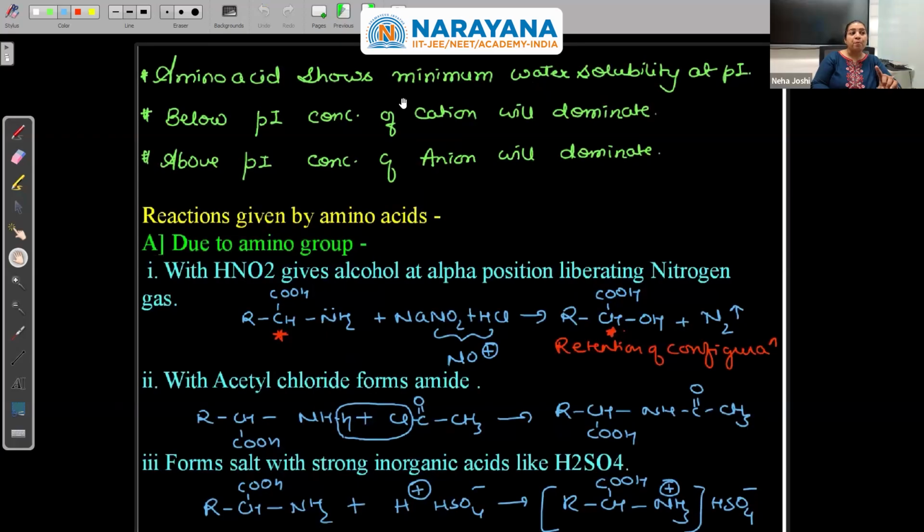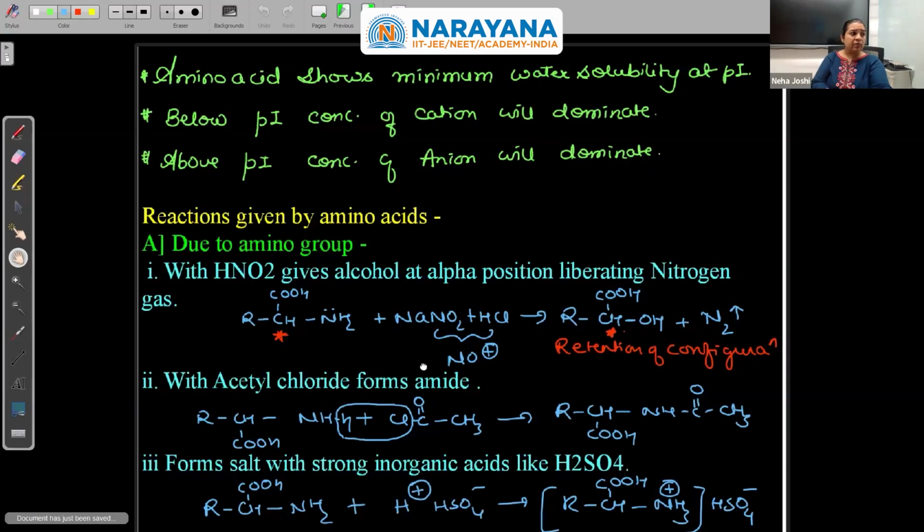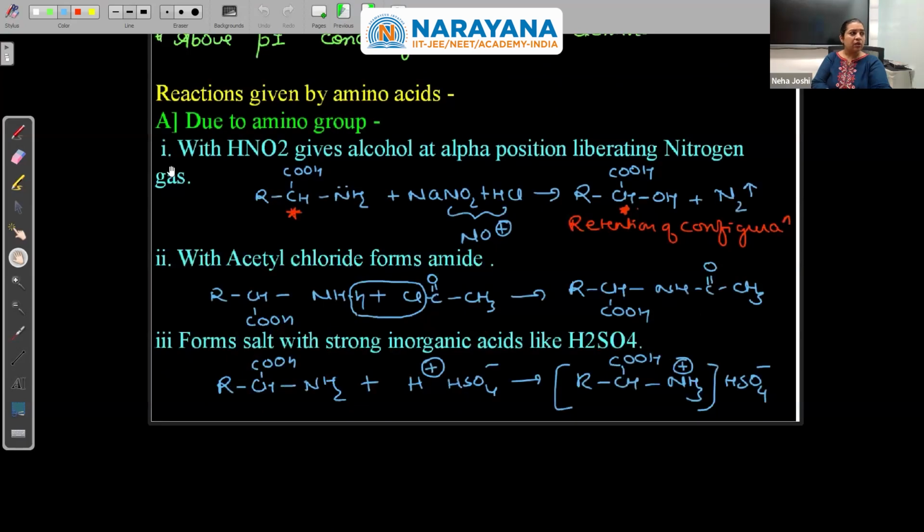Amino acids show minimum water solubility at isoelectric pH because they are overall neutral. Below isoelectric pH, they will exist as a cation. Above isoelectric pH, they will exist as an anion. Okay? Reactions given by amino acids: with HNO2, they give alcohol.